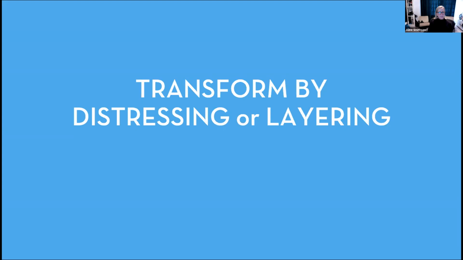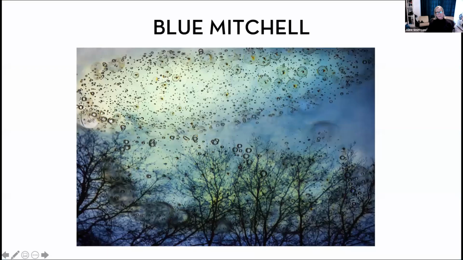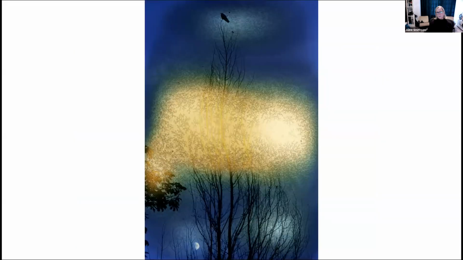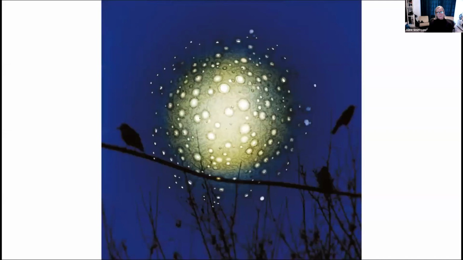Our next transformation is by distressing and layering. And this is older work of Blue Mitchell, but this series is called Evanescent Energy. It's formulated by burning transparency film with an open flame. And he damages the transparencies, then they're scanned and stretched back to the original aspect ratio and printed. And this is probably at least 10 years old. And I remember seeing it for the first time and being so excited by this way of working.